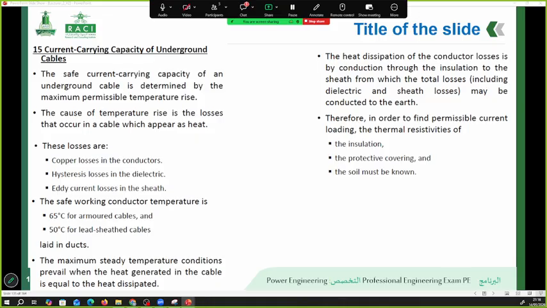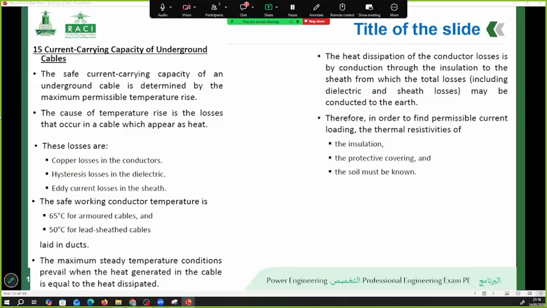So this is a topic about current carrying capacity of underground cables. The safe current carrying capacity of underground cable is determined by the maximum permissible temperature rise. The temperature rise is caused by power losses within the cable, which are dissipated as heat. These losses include copper losses in the conductors, hysteresis and eddy current losses in the dielectric, shields and armoring.